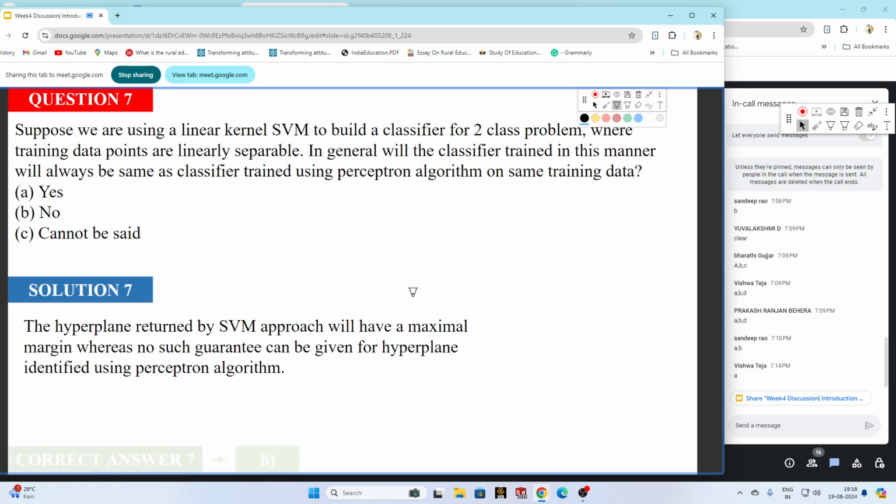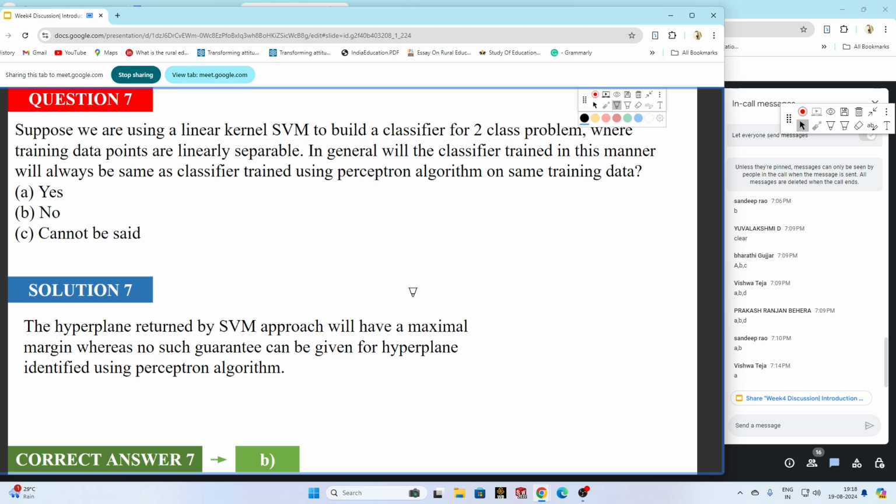Okay, so option B is correct. Whenever we are talking about a hyperplane, the SVM will take the maximal margin approach. But your perceptron does not take the maximal margin approach. This is the difference between these two.